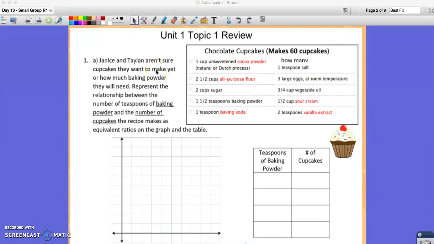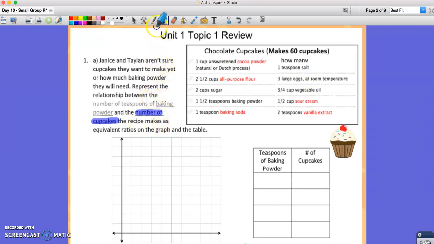So for the first question, Janice and Talon aren't sure of the cupcakes they want to make yet or how much baking powder they will need. Represent the relationship between the number of tablespoons of baking powder and the number of cupcakes the recipe makes as equivalent ratios on the graph and table.